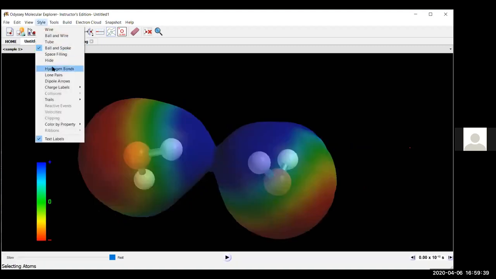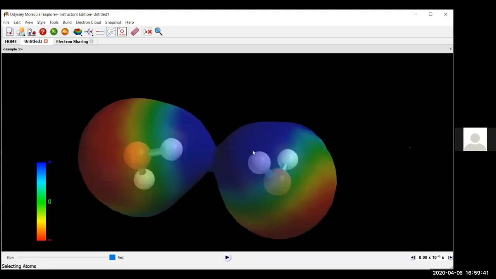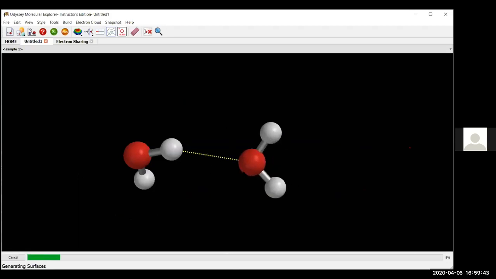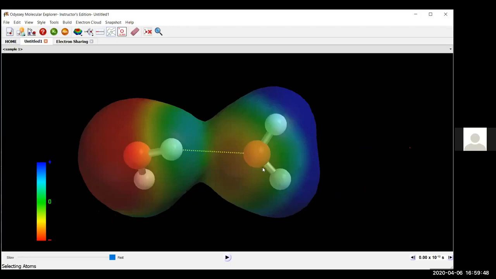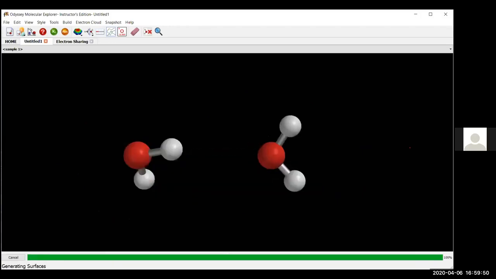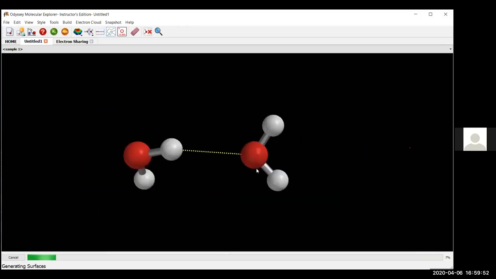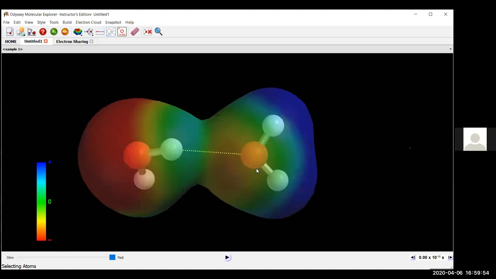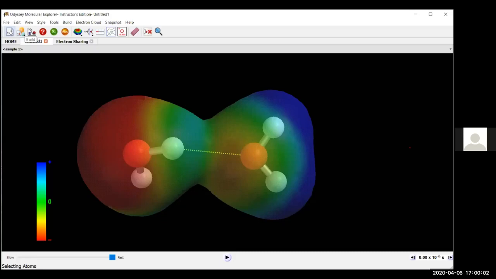But here, visualize again the hydrogen bonds, here you see the dotted line. Here I'm breaking the hydrogen bond. And here, I'm forming. So if I add more molecules, so I can.